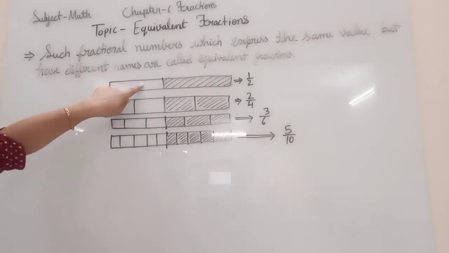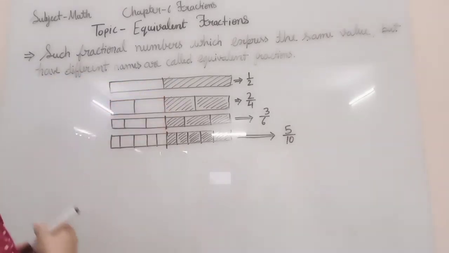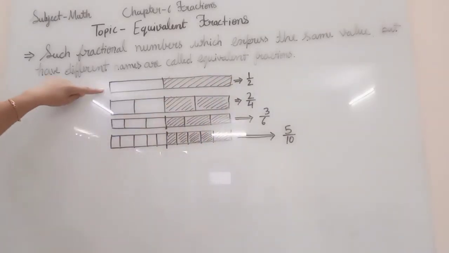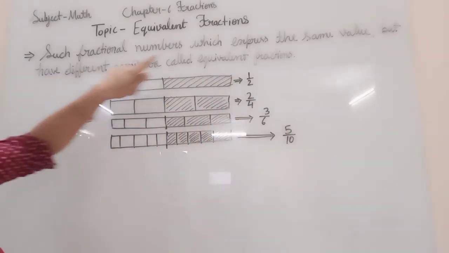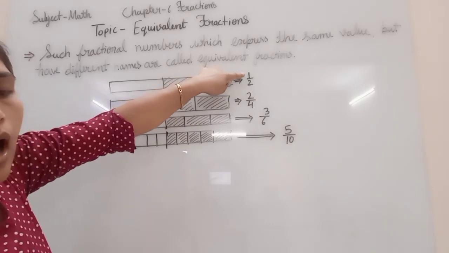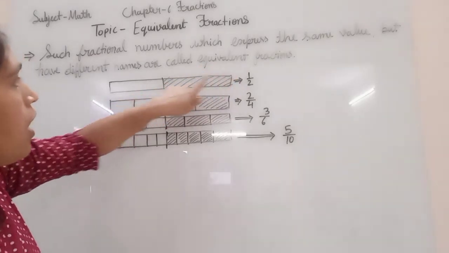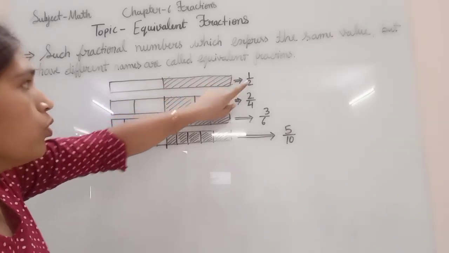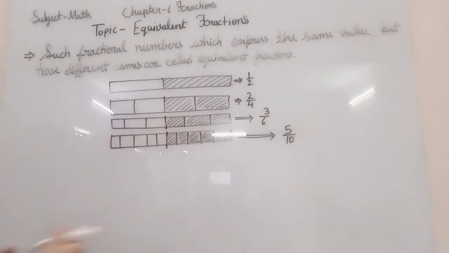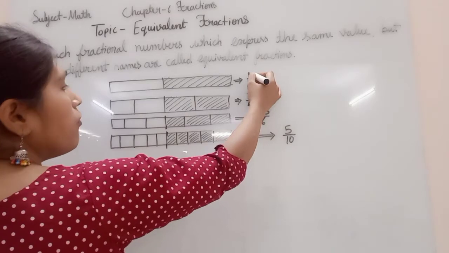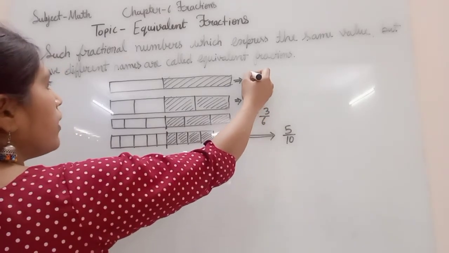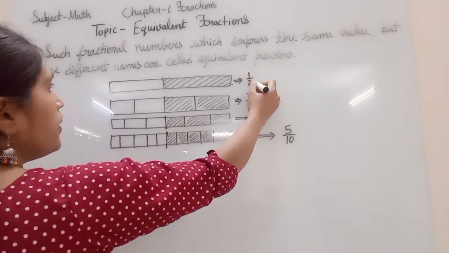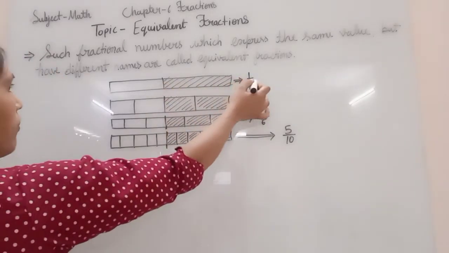Now let's start from the first one. This strip I have divided into 2 equal parts and I have shaded half of it. So how will we represent this? The shaded part will be the numerator, and the total number of parts is the denominator, 2. So 1 by 2 means 1 out of 2: one part is shaded, this is called the numerator, and the denominator 2 means the total parts.